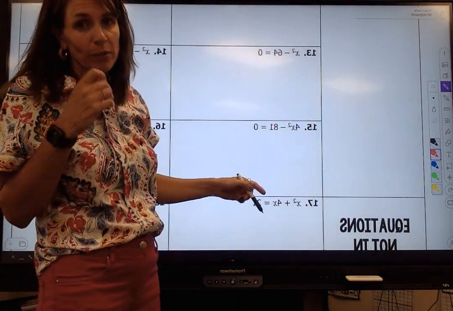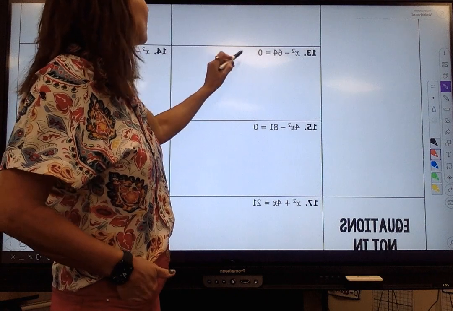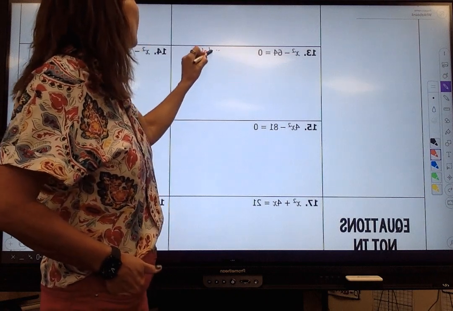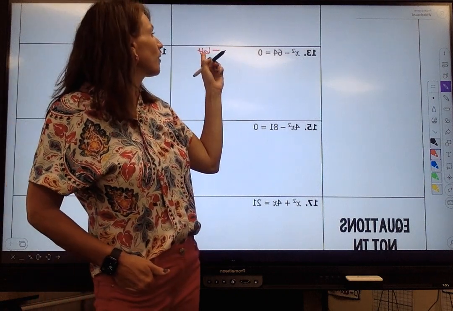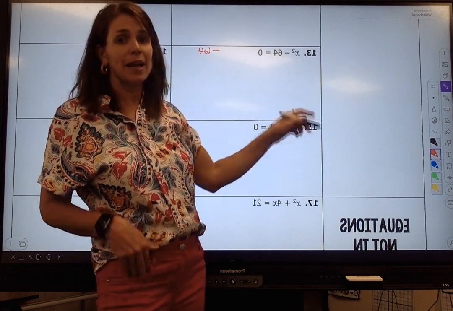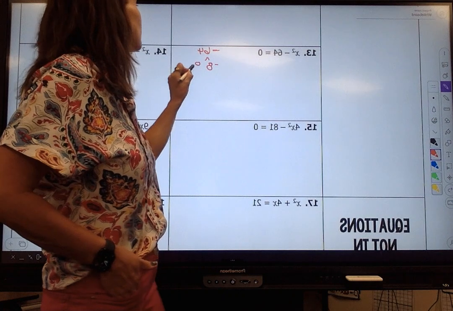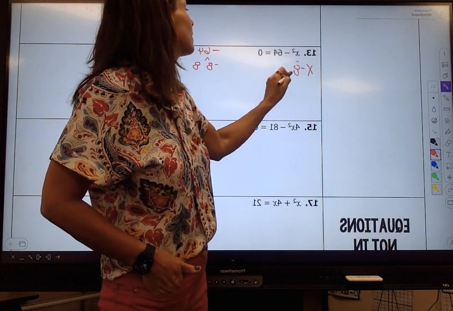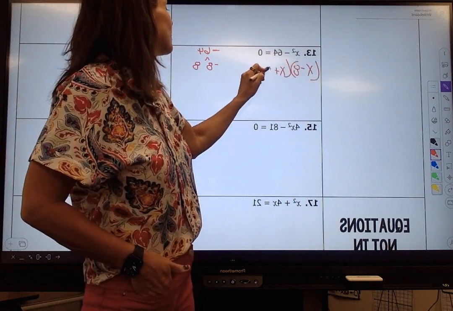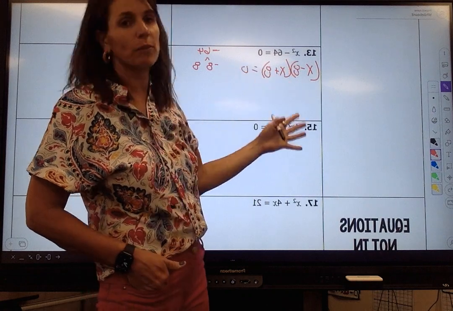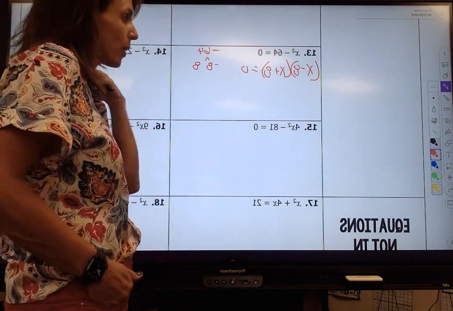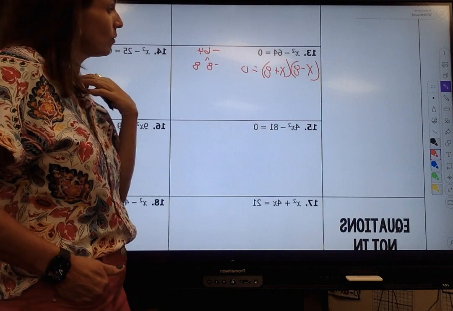There's two ways you can do this one. You can look at negative 64 as my magic number, and ask what two numbers multiply together to give me negative 64, but add together to cancel out? That's going to be negative 8 and 8, right? So x minus 8, x plus 8 equal to 0, and then we solve and set equal in bracket form.